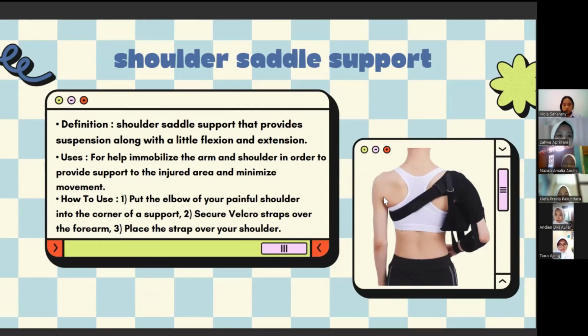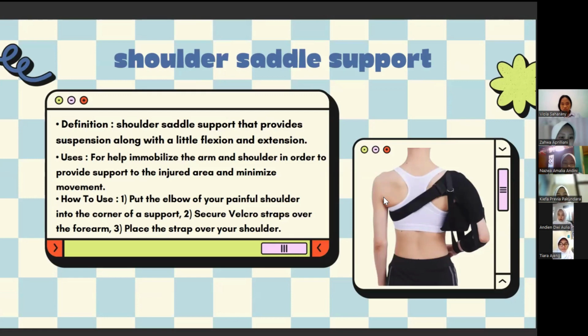Okay, thank you, Viola. First, shoulder saddle support. Definition: shoulder saddle support provides suspension along with a little flexion and extension. Uses: to help immobilize the arm and shoulder in order to provide support to the injured area and minimize movement.